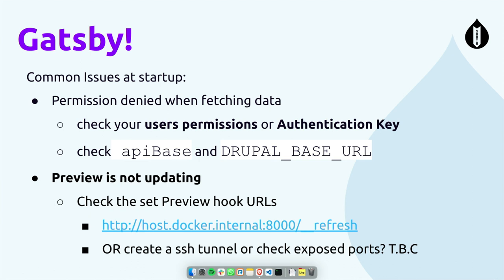So, you might note that when you start up Gatsby, you get one or two errors. And normally that's because you're using a wrong authentication key. Maybe the API URL you're using is wrong. Or on your localhost, Gatsby isn't able to connect to your Docker environment, maybe it's DDEV, which uses Docker, or some local environment. And you might have to investigate an SSH tunnel or something like that.